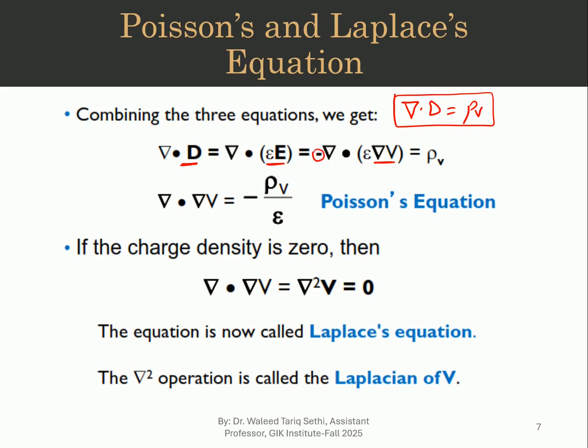Thus we equate everything equal to rho V, and then if we take the divergence of this gradient value, we get Poisson's equation, del square V equals negative rho V by epsilon, where this operation is basically a square of the potential and it equals this value. So this is basically Poisson's equation. And why is this important? Because it provides the relationship between the electric potential.